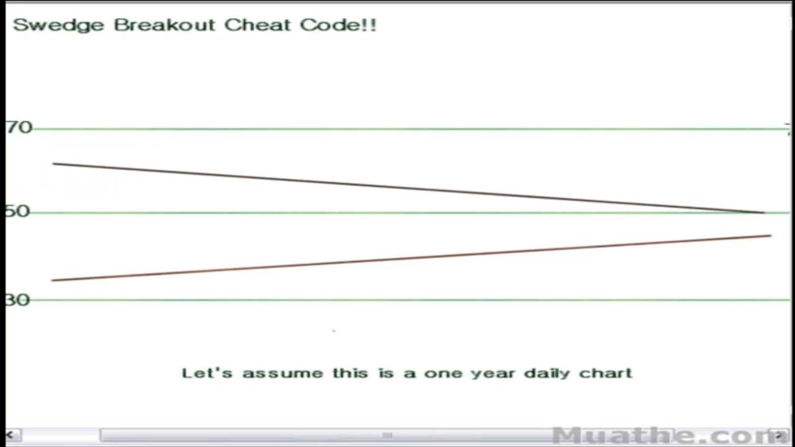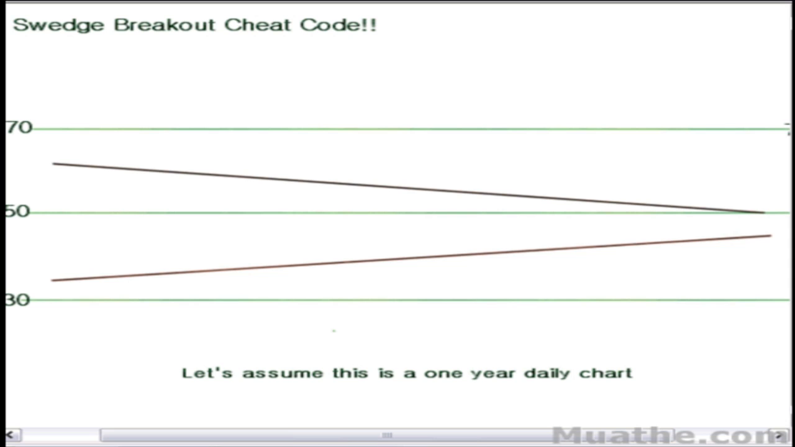Now I've decided to give you a second introduction to the swedge breakout cheat code because I don't feel I did a good job on the very first video. So I'm going to make a short one just to make sure I get the point across for what I'm talking about. Now again, we have this chart formation.